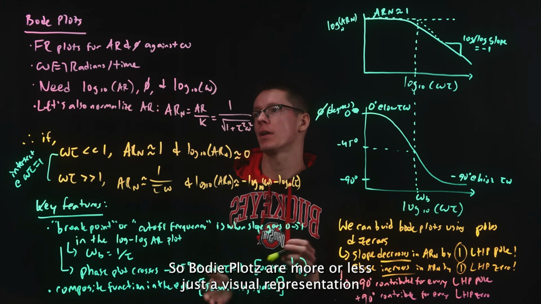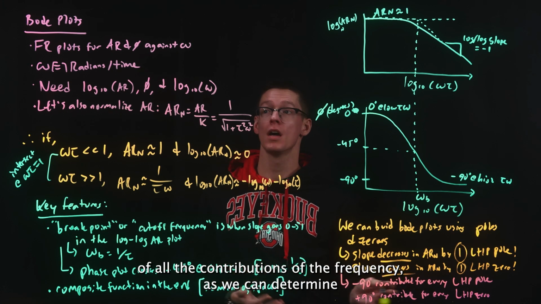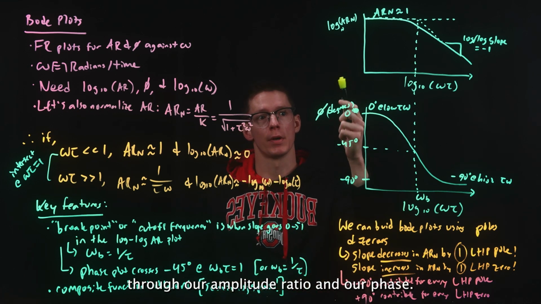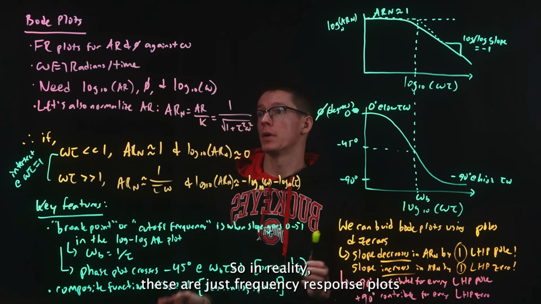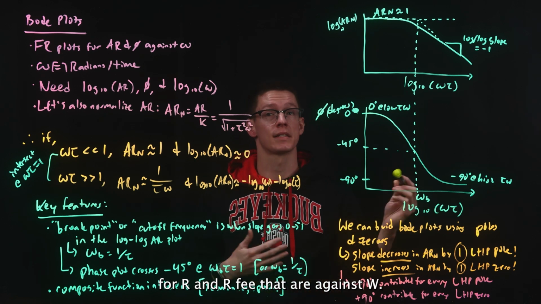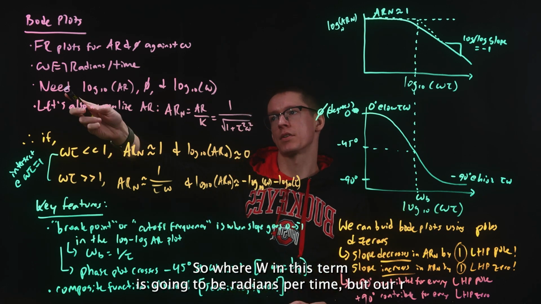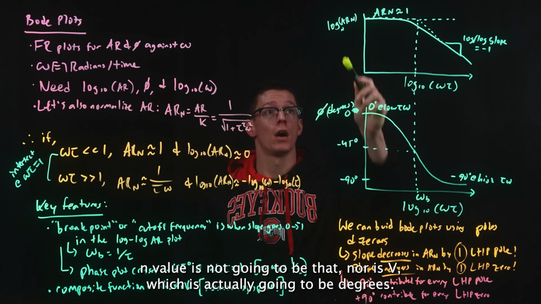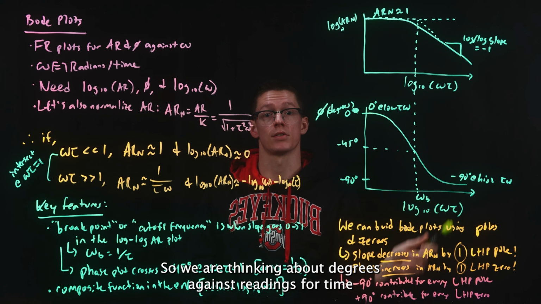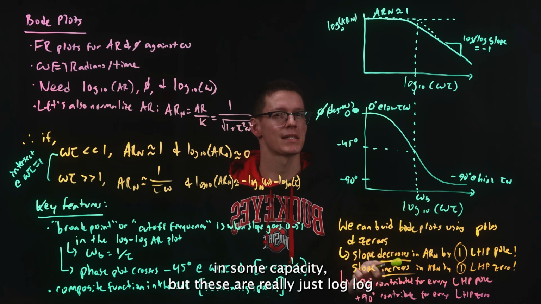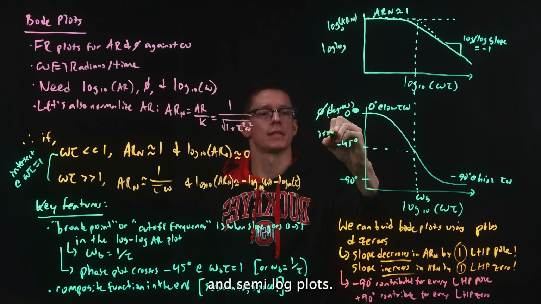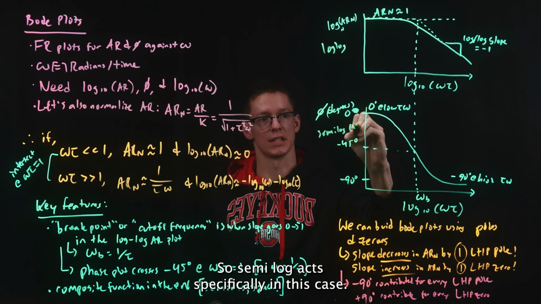Bode plots are more or less just a visual representation of all the contributions of the frequency, as we can determine through our amplitude ratio and our phase. In reality, these are just frequency response plots for our AR and our phi against W. W in this term is going to be radians per time, but our AR value is not going to be that, nor is phi, which is actually going to be degrees. So we are thinking about degrees against radians per time in some capacity, but these are really just log-log and semi-log plots, semi-log x specifically in this case.